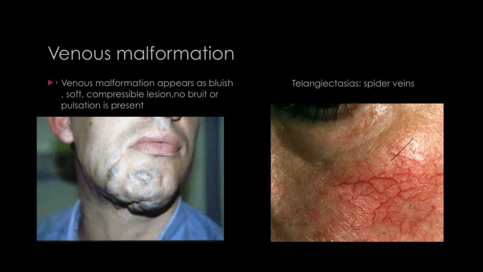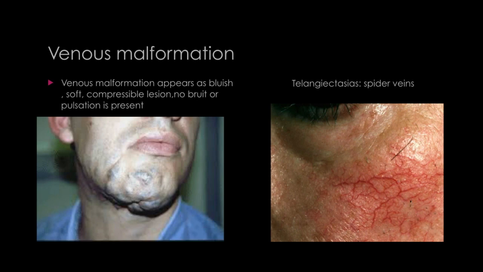Venous malformations of this region include, as you see in this picture, huge lesions which are soft and compressible. There won't be any bruit or pulsation, which suggests that it is completely venous in origin. Such lesions can cause tremendous bleeding in case there is an injury, and in case such patients need surgeries in such regions, we should be extra cautious to avoid massive bleeding. They can be treated with sclerotherapeutic agents.